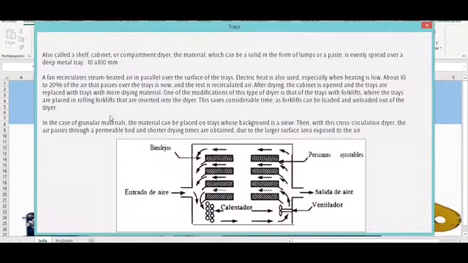The first one is the trays. So the trays are pretty simple and pretty common actually. We have a little description over here and then the diagram, which you have an inlet of air, then you heat it up, and with a fan you distribute it all over your surface until it goes out.